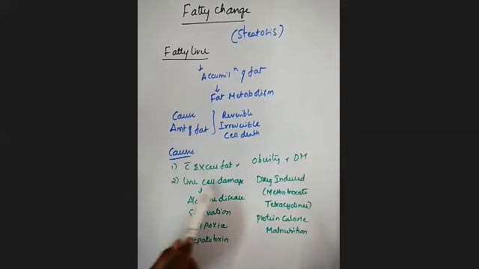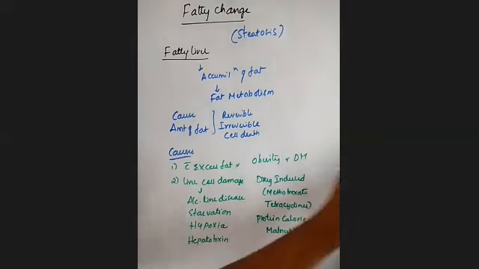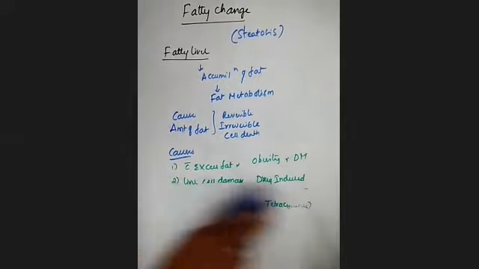The next one is liver cell damage. These are the different examples where there is a chance of liver cell damage, ultimately leading to fatty liver. Next we'll see the pathogenesis of this fatty liver.